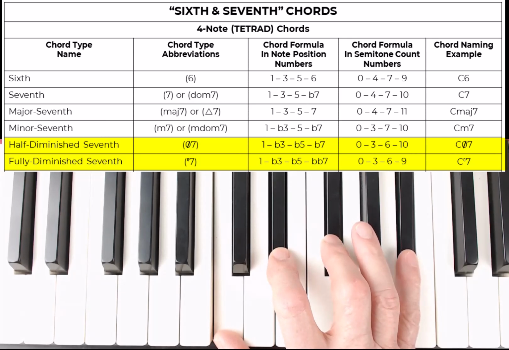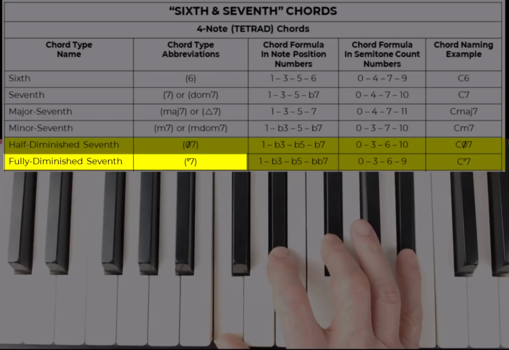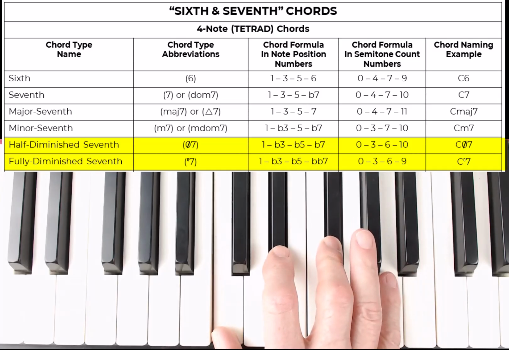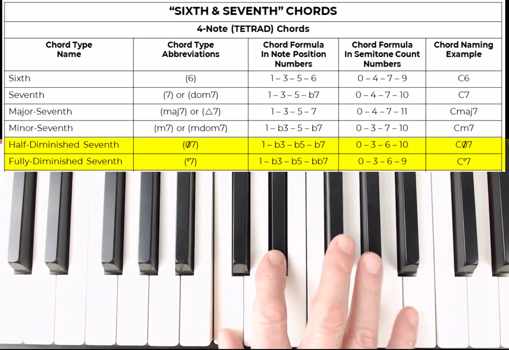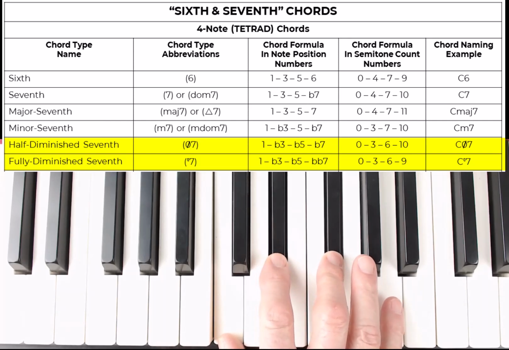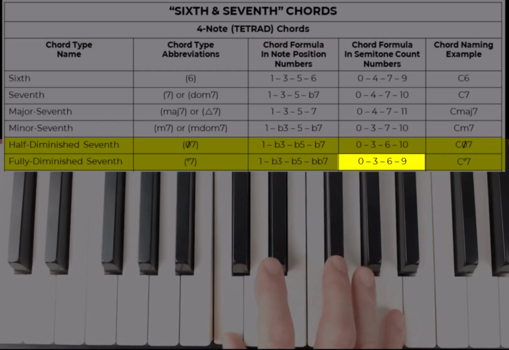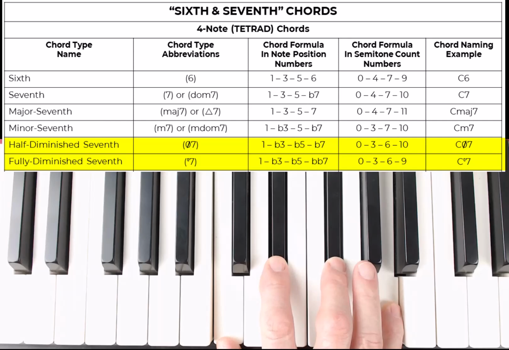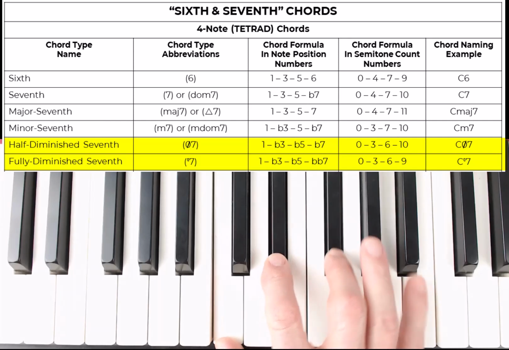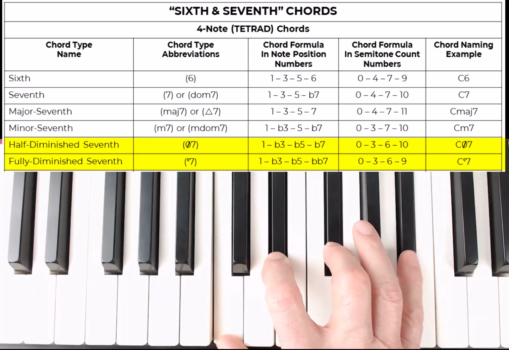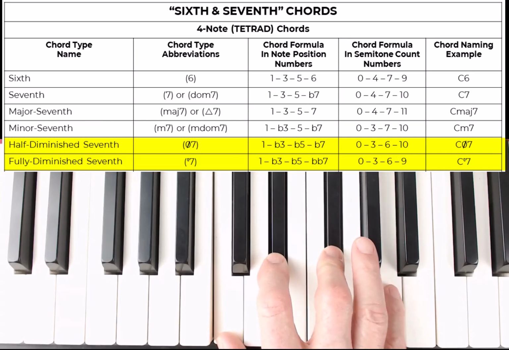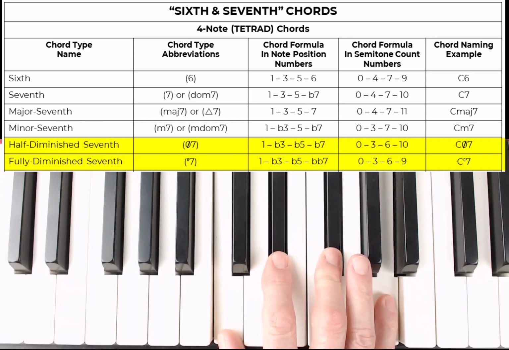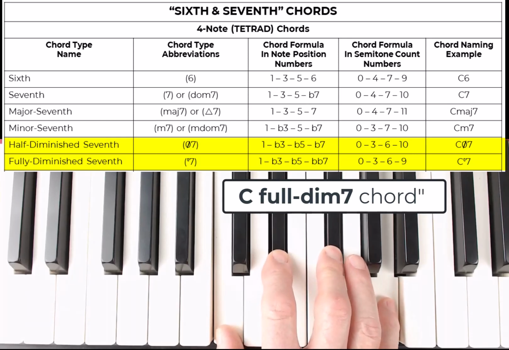Now, if we want to play what's called a fully diminished seventh chord, we only bring that top note down. This is a C diminished, and then we're counting, and its formula is 0, 3, 6, 9: 0, 1, 2, 3, 4, 5, 6, 7, 8, 9. So a half diminished is the 10 semitone number here, but a fully diminished is coming down to the 9th semitone. So that would be a C fully diminished 7th chord.